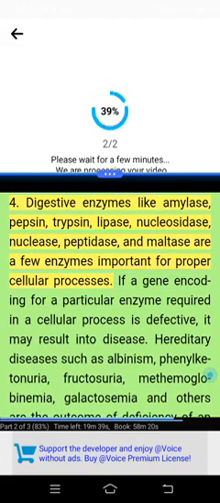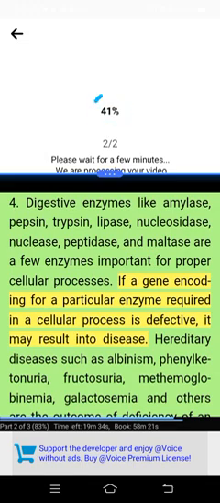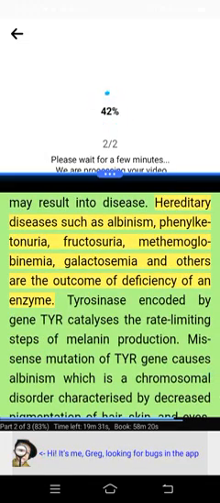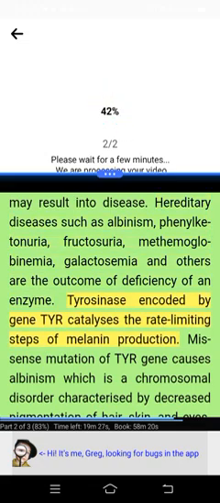4. Digestive enzymes like amylase, pepsin, trypsin, lipase, nucleosidase, nuclease, peptidase, and maltase are a few enzymes important for proper cellular processes. If a gene encoding for a particular enzyme required in a cellular process is defective, it may result in disease. Hereditary diseases such as albinism, phenylketonuria, fructosuria, methemoglobinemia, galactosemia, and others are the outcome of deficiency of an enzyme. Tyrosinase, encoded by the TYR gene, catalyzes the rate-limiting step of melanin production.